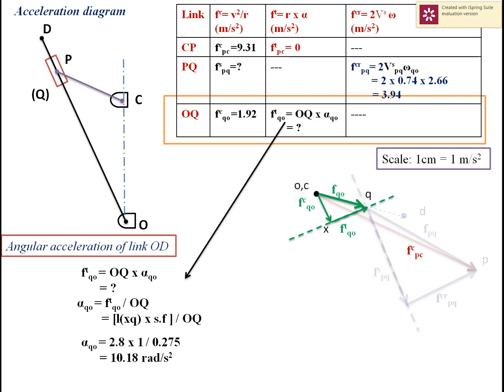Now to find out the direction of alpha QO, we'll make use of direction of FTQO. So Q relative to O is going in this direction. So FTQO is in this direction. That means acceleration of Q relative to O is clockwise.